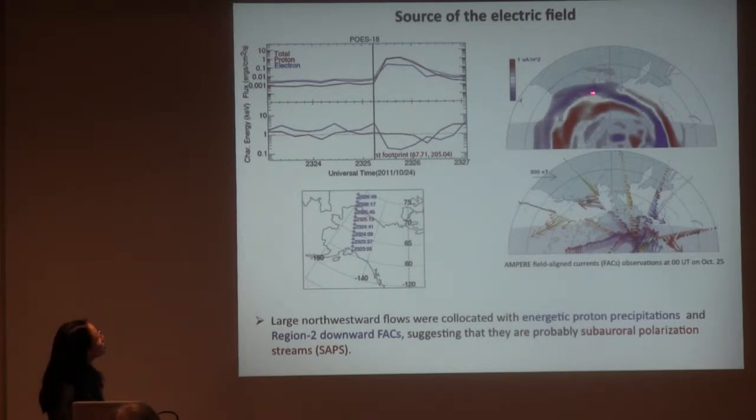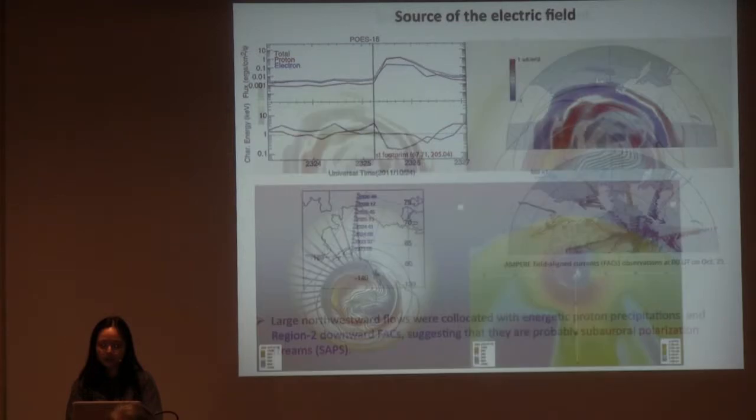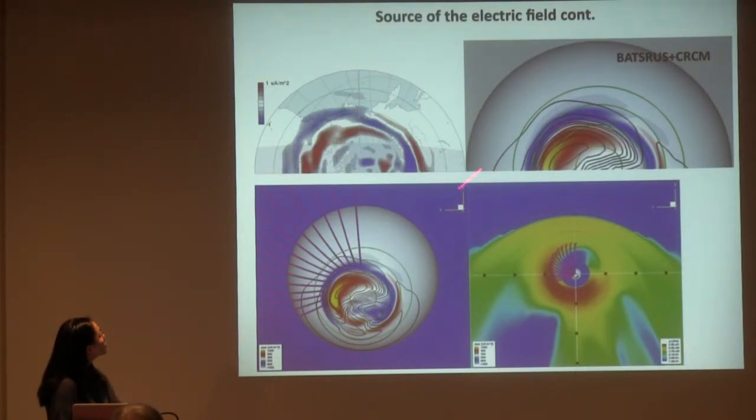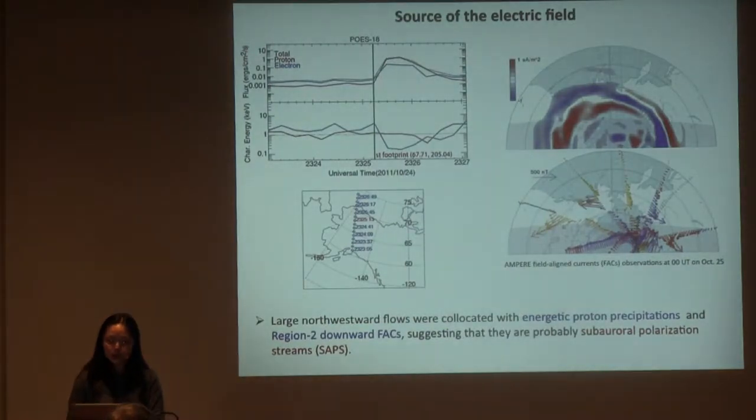This is where the FIDER radar is located, and we can see it's co-located with a downward Region 2 field line current. We further did a simulation run, using the BATS-R-US coupled with the CRCM model. We found the center of this downward Region 2 field line current, traced the field lines, and mapped them to the equatorial plane. We can see that they indeed map to the inner edge of the ring current. This is consistent with these two observations, that the large northwestward flows are the subauroral polarization streams.